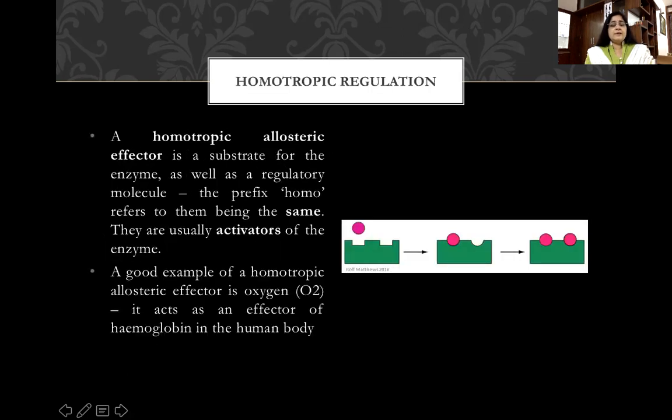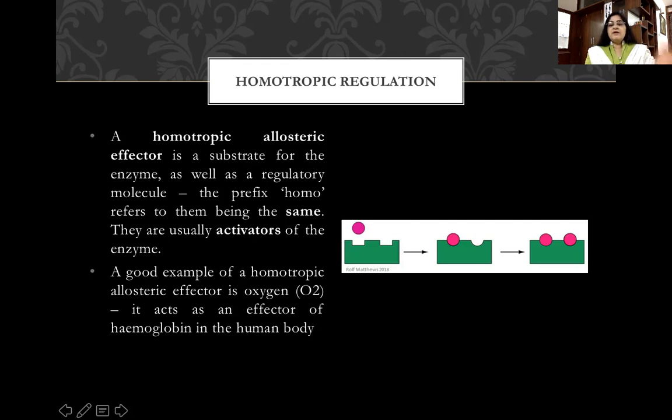Now, under these allosteric regulations, we have homotropic regulation as well as heterotropic regulation. A homotropic allosteric effector is a substrate for the enzyme as well as a regulatory molecule. And as the term tells you, the prefix homo refers to being the same. Okay, so they are usually activators of the enzyme. And a good example of a homotropic allosteric effector is oxygen.